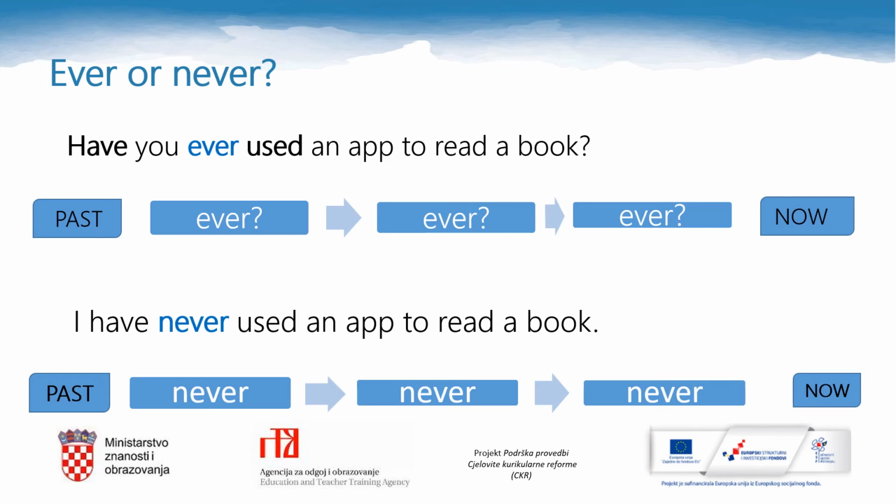And where do we place ever? We place ever in front of the verb and we say, have you ever used? The same place is occupied by never in the answer. I have never used an app to read a book. Both ever and never go just in front of the main verb, and their meaning is the same from the past until the present moment. Ever in the question, never until now in the answer.